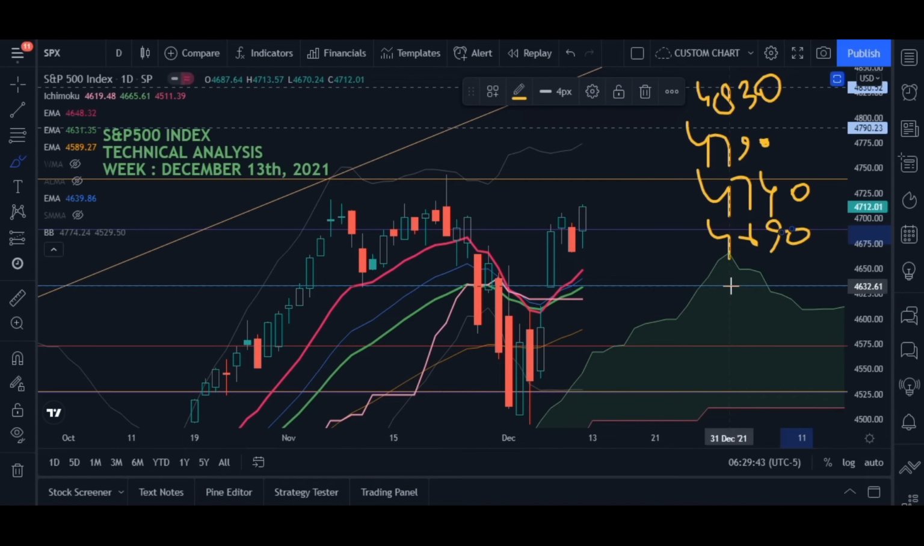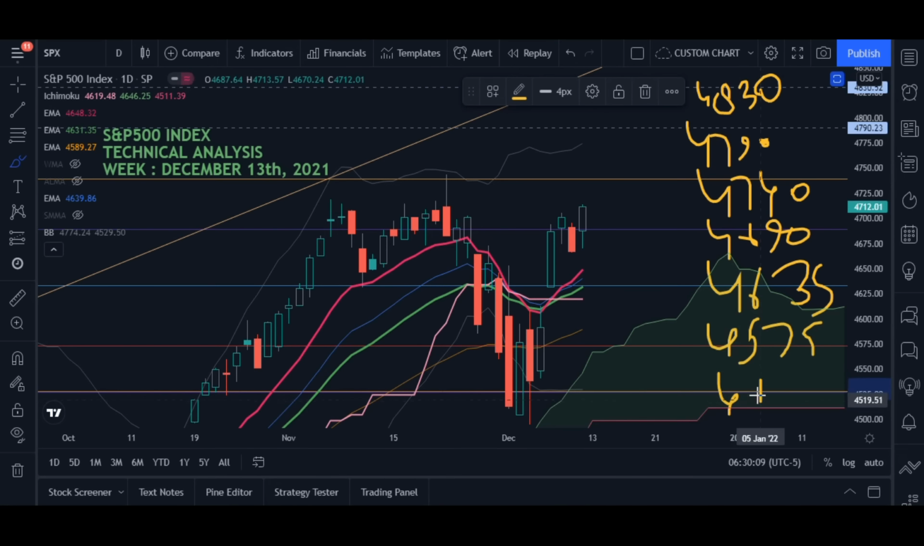Okay, and this is 4635. This is the support, because market is moving above 4690 and 4635. Then another support at 4575. Then finally we have 4527. Okay, so these are the support and resistances.